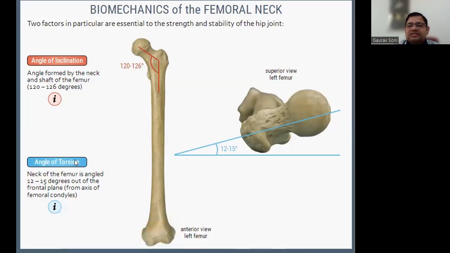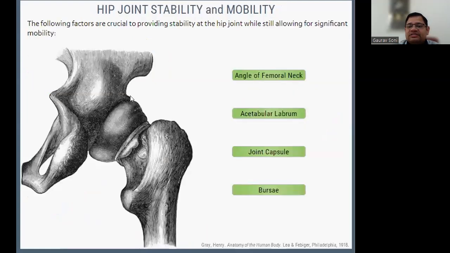So these two angles are going to show you the stability factor, and these are some biomechanical parts which are on the base of the femoral neck. Next, we can see the acetabular labrum. The acetabular labrum is a rim-like structure which is going to help in the connection of the head with the acetabulum, like there was the glenoid labrum in the shoulder joint.